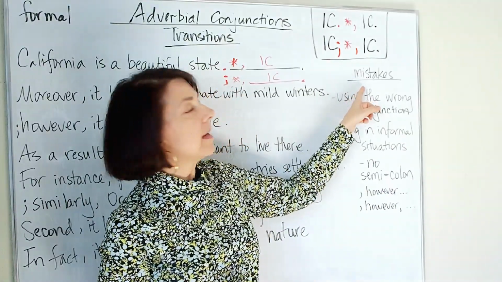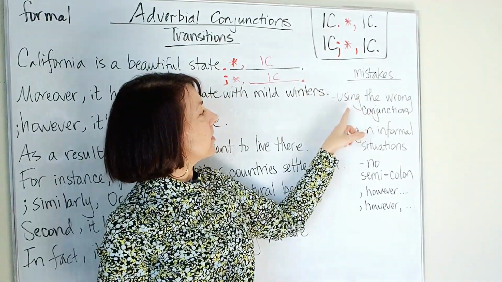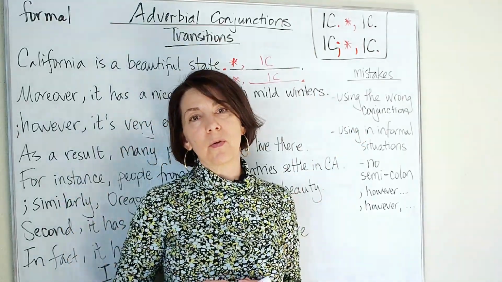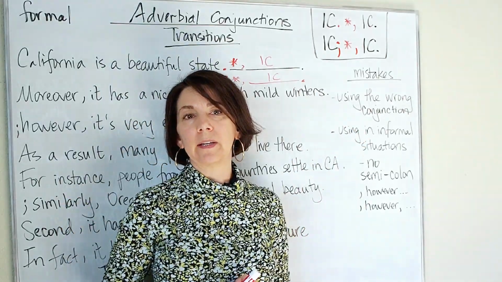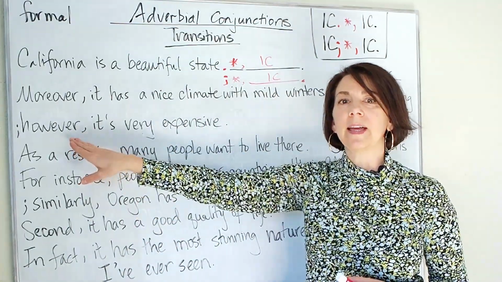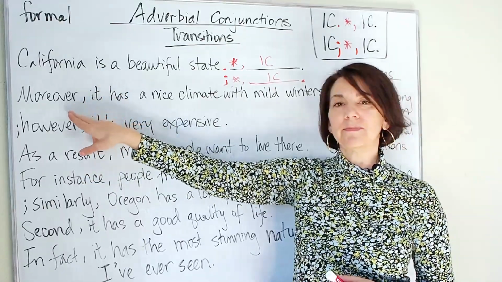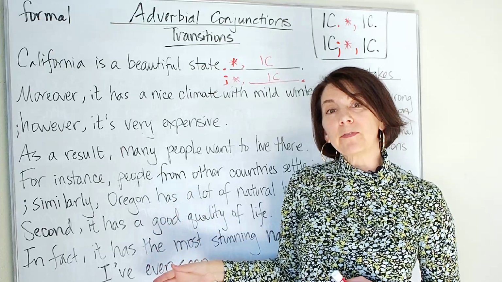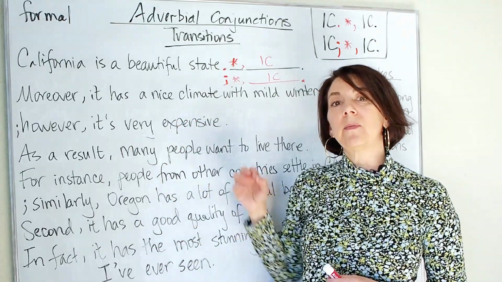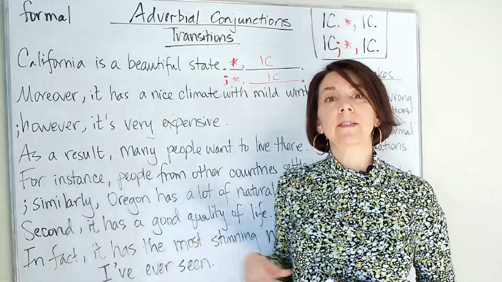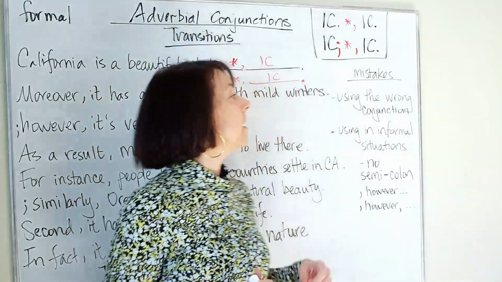So common mistakes with these conjunctions. The first one is using the wrong conjunction. Because there are so many, sometimes it happens that people get confused. They want to maybe show contrast, but instead they use a word that shows another idea. So again, just be careful with these, that you know exactly what the relationship is between the two clauses and you use the correct conjunction.